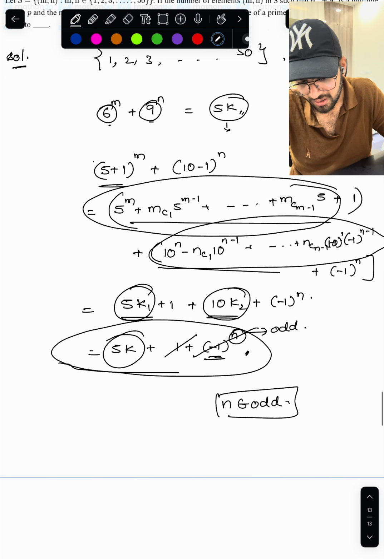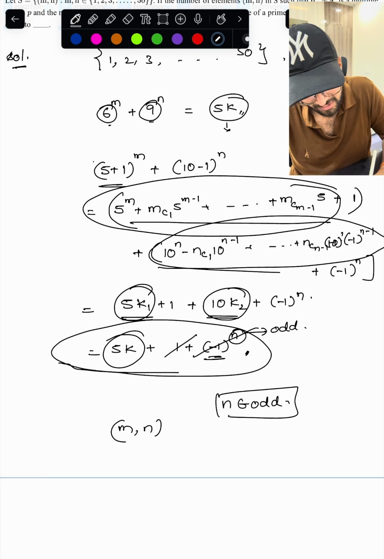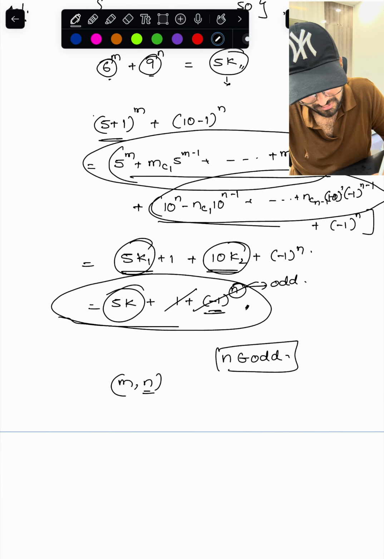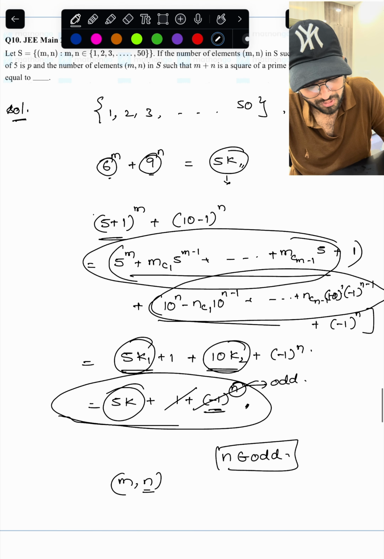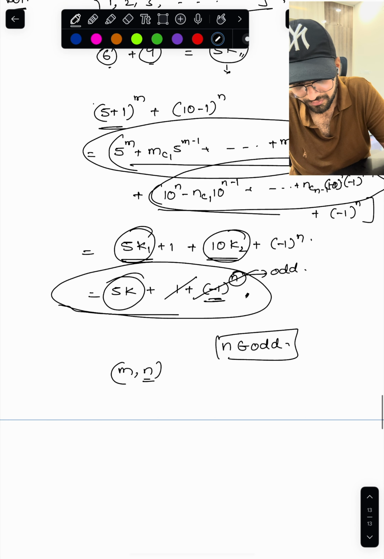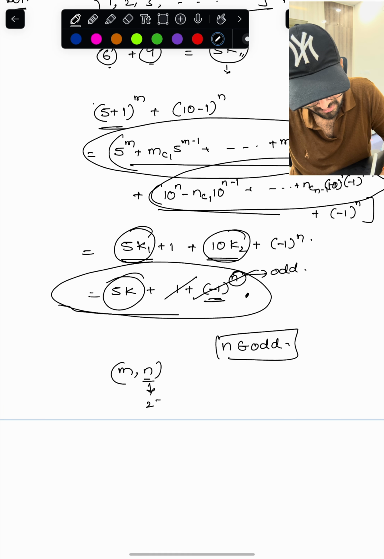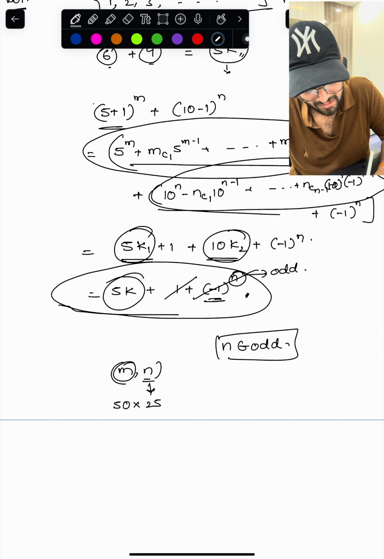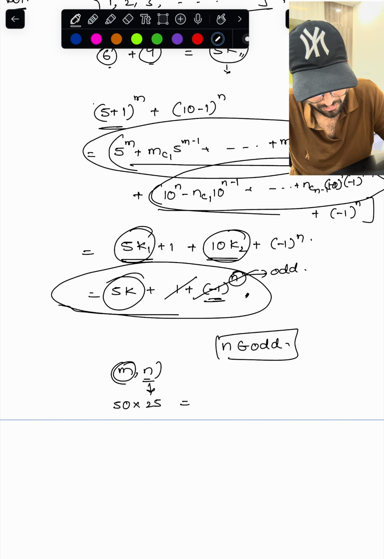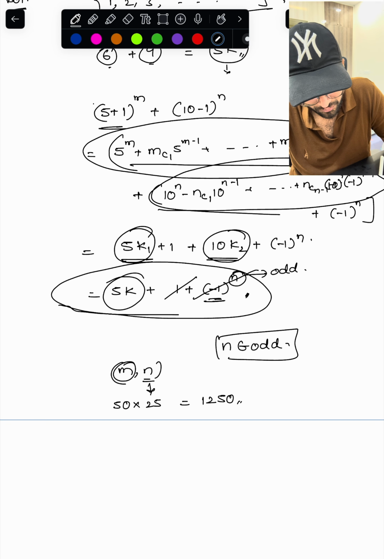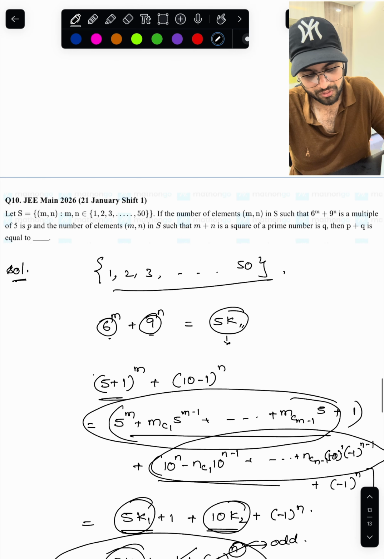So in how many ordered pairs can we form this? M comma N ordered pairs you have to choose. N can take only odd numbers and the set is 1 to 50. So how many odd numbers are there to place here? 25, into, you can fill any M value, so that is 50. So 50 into 25 means 25 fives are 125, so 1250. So this is P. Okay, so we got P.